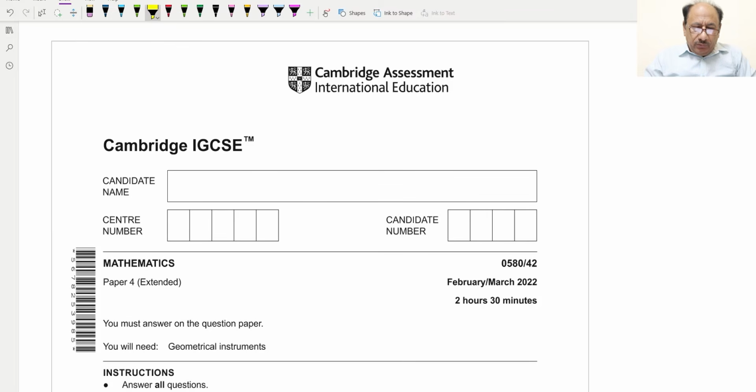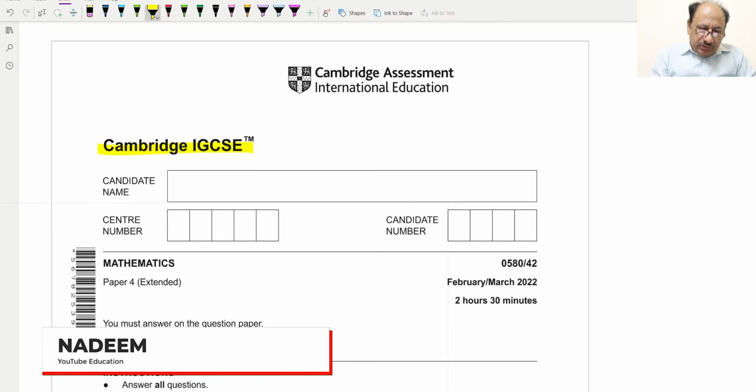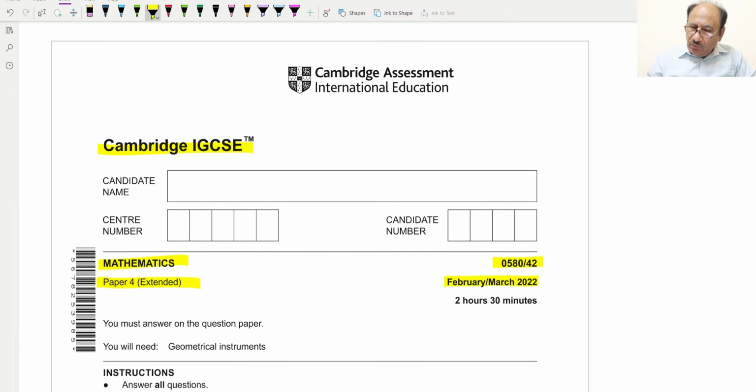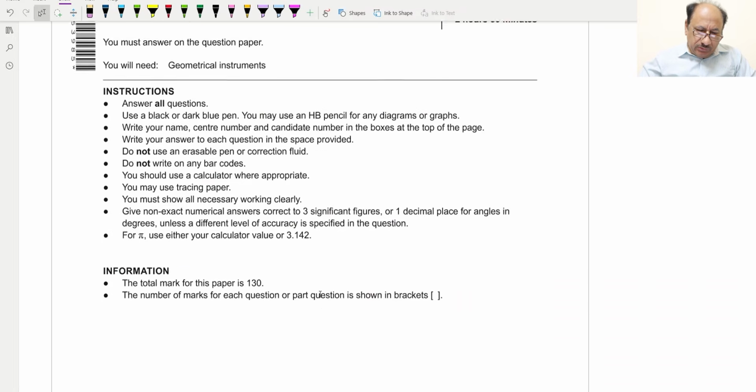Hello everyone, today we'll be going through Cambridge IGCSE Mathematics Paper 4 Extended, 0580/42, Feb/March 2022. Now let us move to question number 1.